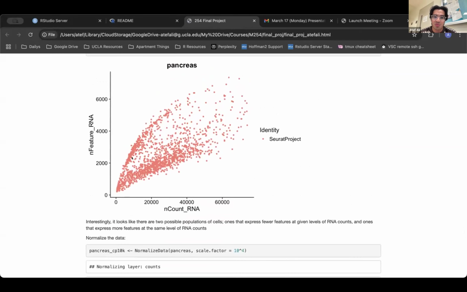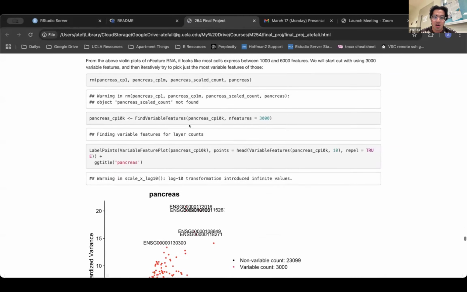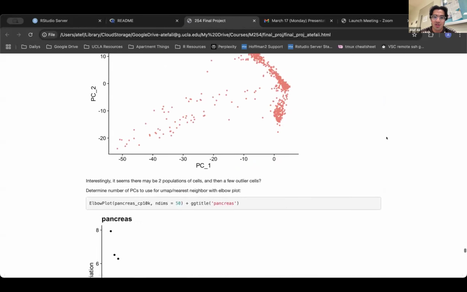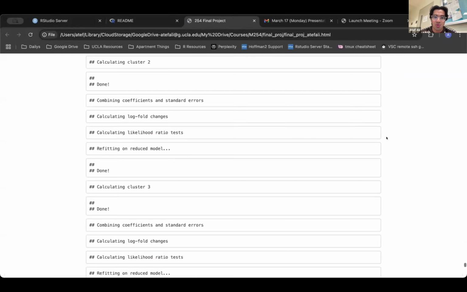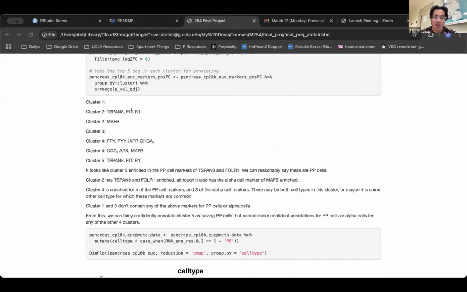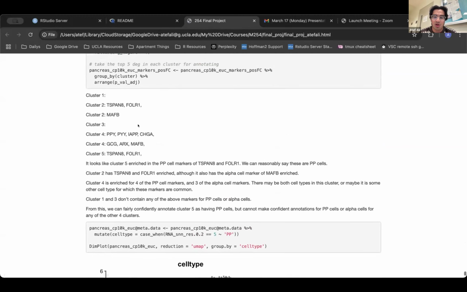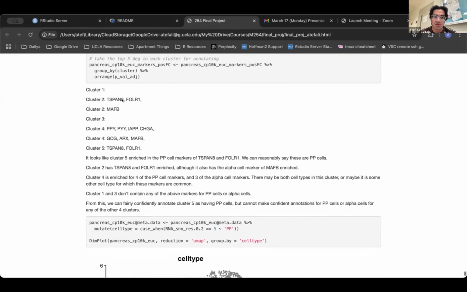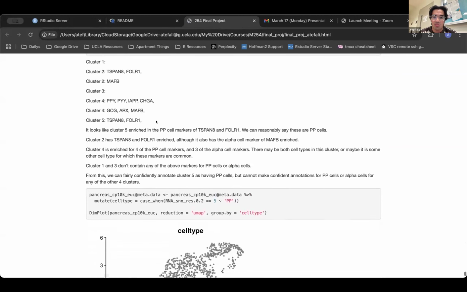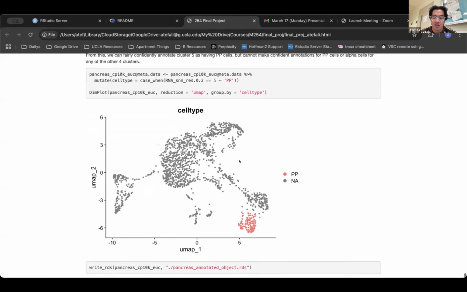One thing to note here: there seems to be a split between N feature and N count in how the cells group. The rest of the process is pretty much the same for pancreas, although at the end, when I went to annotate the cells, I found that many of the clusters had both sets of marker genes that I was looking for, which were these. So I was not able to confidently annotate the PP versus alpha cells. There's only one cluster that completely separated out based on my chosen marker genes. So for this one, it was a harder task, but for the other one, it seemed like we were reasonably able to annotate cell types.